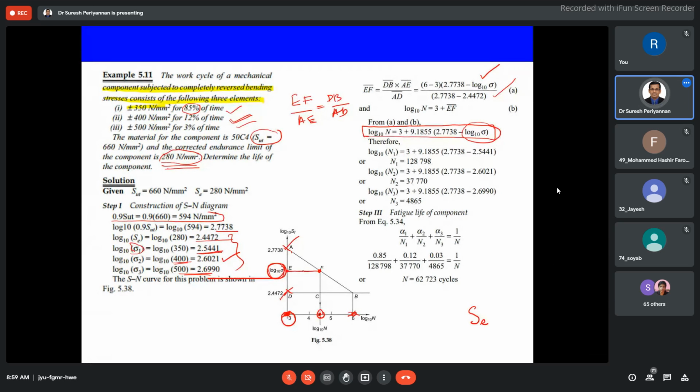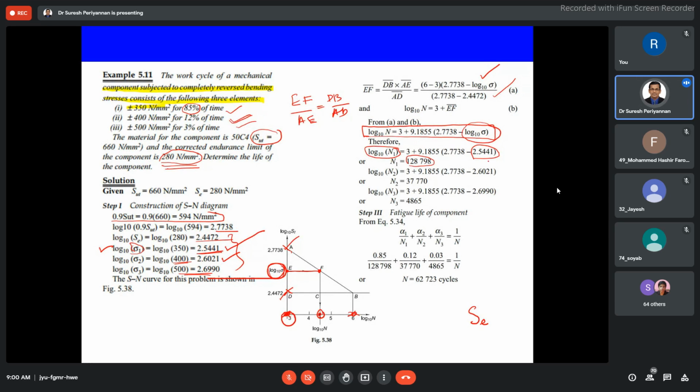Then instead of log n, I am considering the corresponding n1 cycles, and my sigma is going to be this one, corresponding to 350 Newton per mm square. What is the stress level? 350 Newton per mm square, 2.5411. I am taking this as sigma 1. Now, the corresponding number of stress cycles I am able to find out.